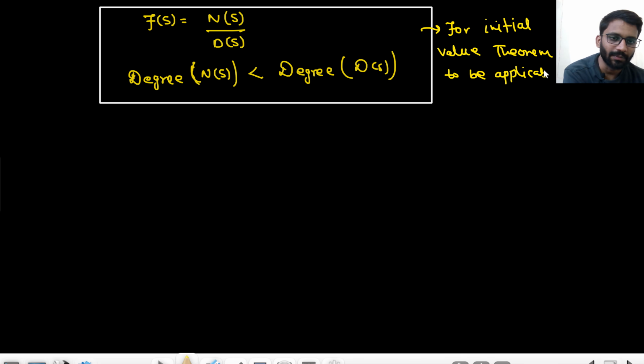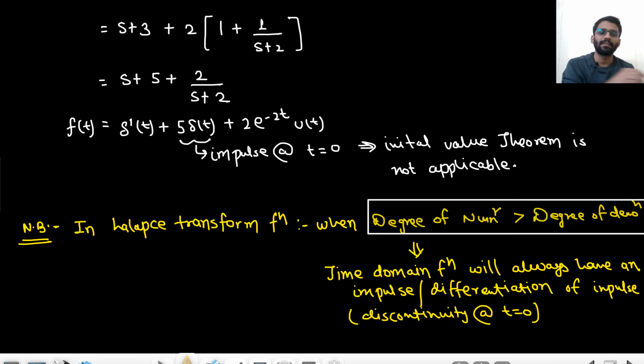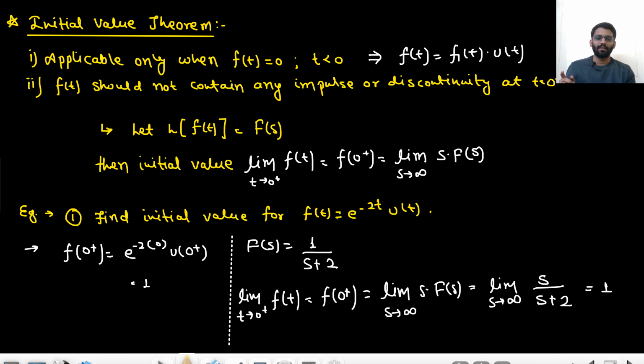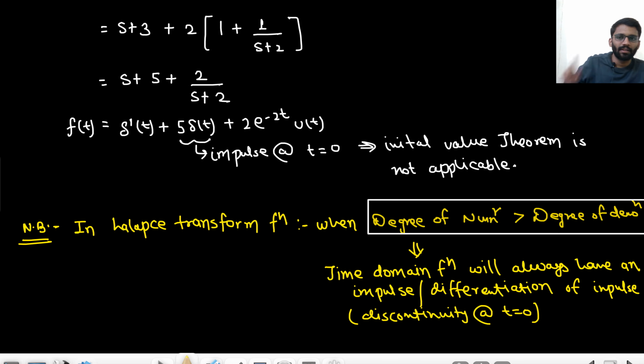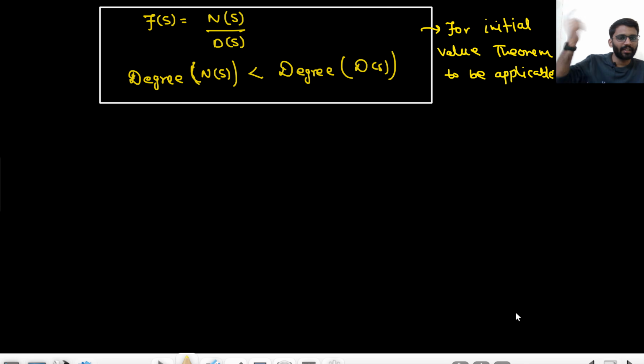Many times teachers miss this point and they just teach this formula. I have seen many students just knowing this formula, but they don't know the concept: if the degree of denominator is higher, you can't apply the initial value theorem. If the degree of numerator is higher, you have to break it down to f(t). Then you see that at t equals 0, there is a discontinuity, so I can't really tell the initial value. So the initial value theorem is not applicable.